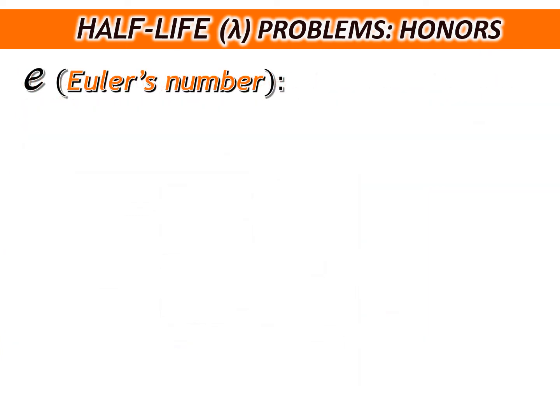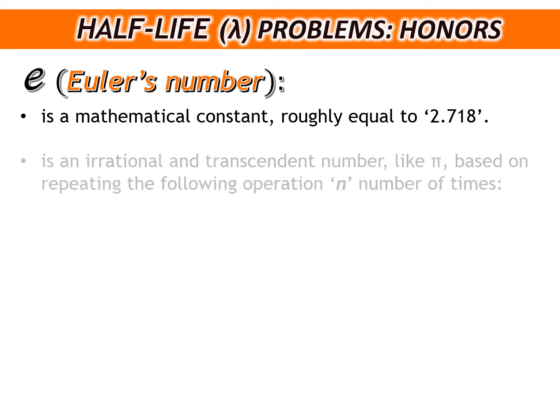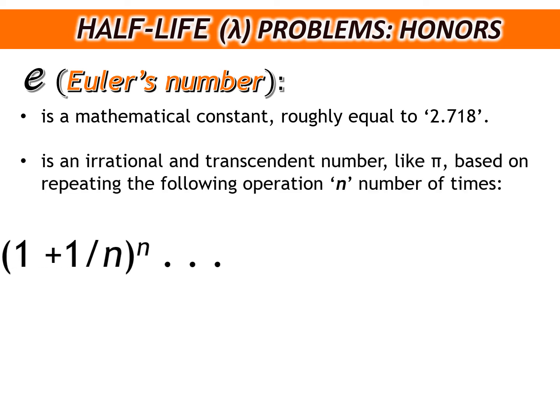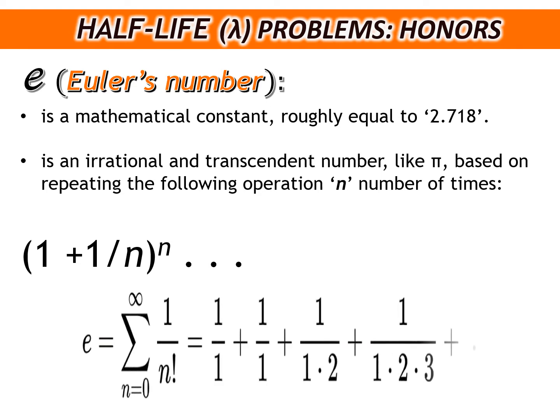To handle that, we're going to introduce some new buttons on your calculator. One button will use this number, which is called Euler's number. This is a mathematical constant. It is roughly equal to 2.718. It is an irrational number, which means you can't represent it as the ratio of two whole numbers. And like pi, it is a transcendental number. Its decimal expression is indefinite, perhaps endless.